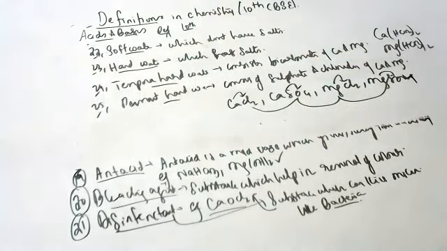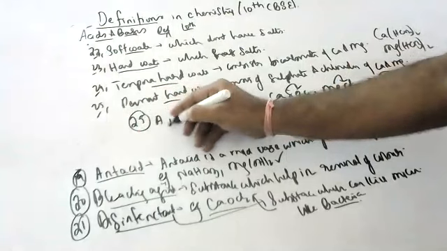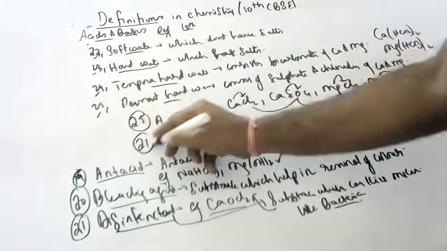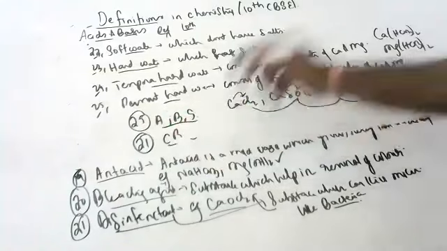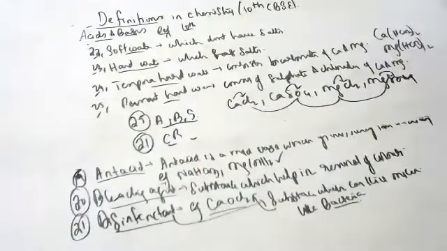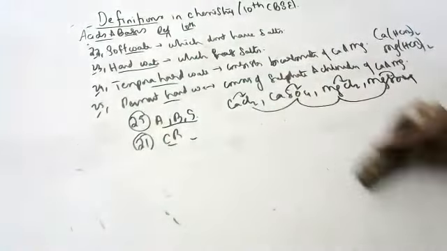If there are any more definitions, later we will add, children. Right now, 25 definitions we have studied in acids, bases and salts, and 21 definitions in the previous chemical reactions lesson. Anyone have any doubt? Did all of you copy? You should remember these salts, children.